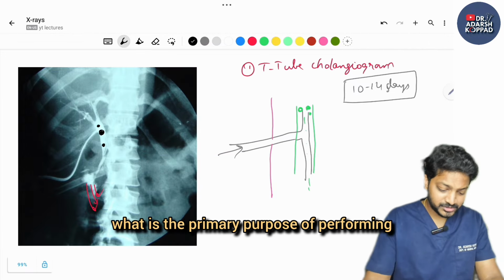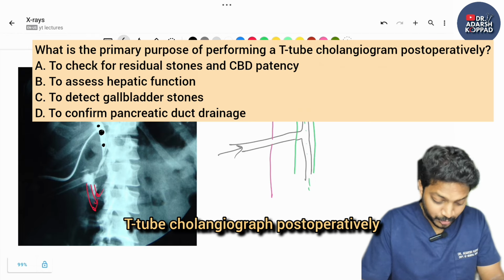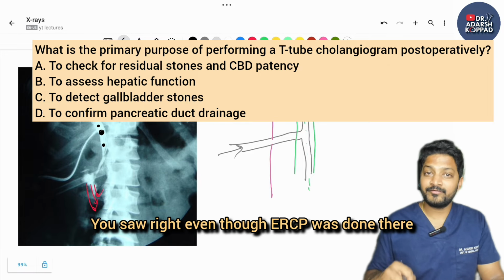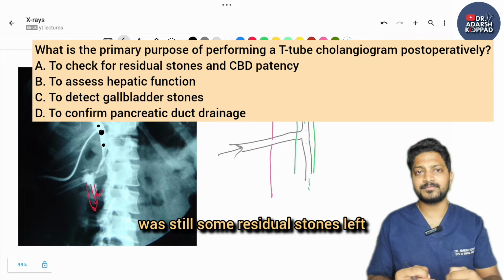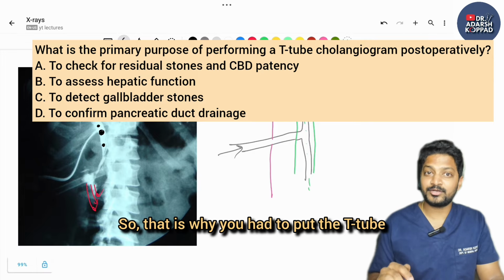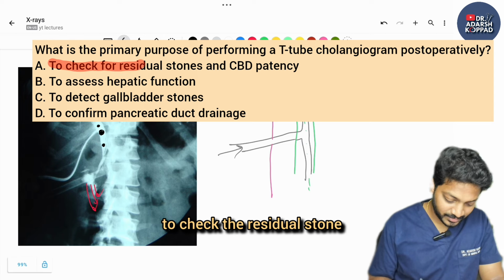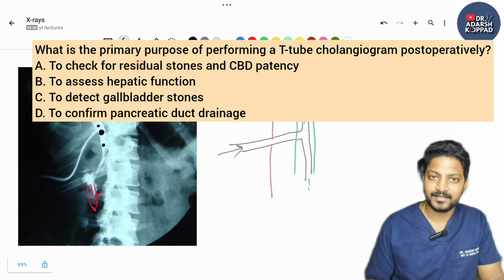Another question. What is the primary purpose of performing a T-tube cholangiogram post-operatively? What is the purpose? You saw, right? Even though ERCP was done, there were still some residual stones left. So that's why you had to put the T-tube. And the answer would be the same as well: to check the residual stone and CBD patency. That would be the answer.